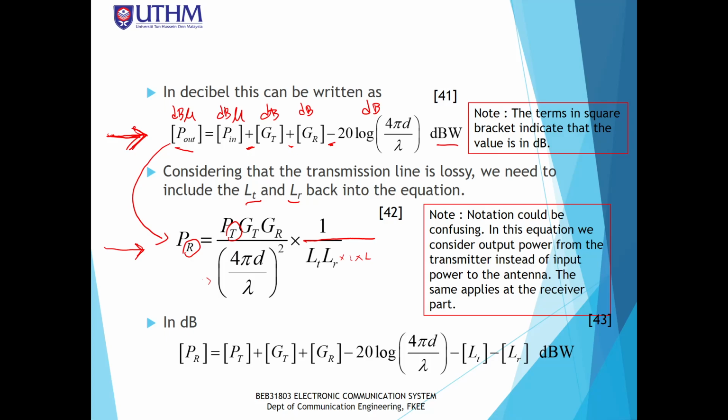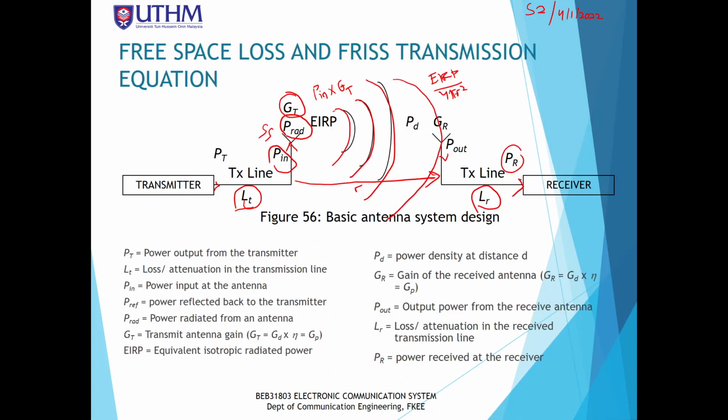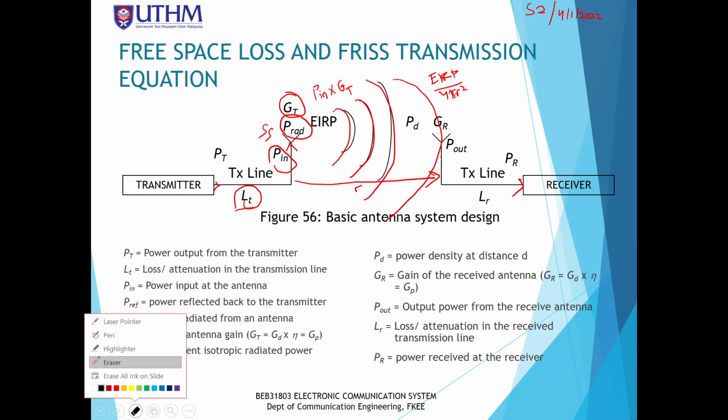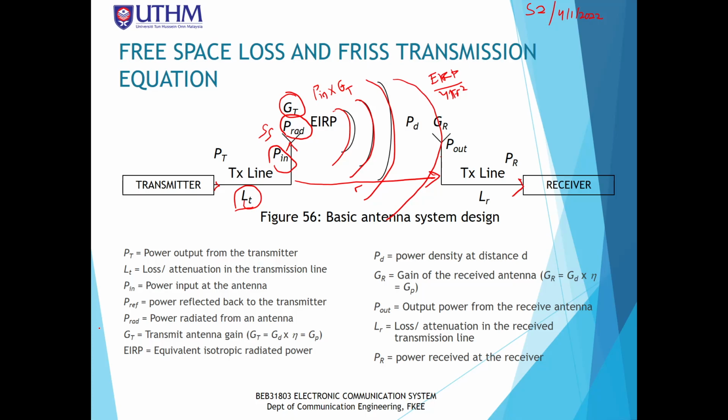Saya ulang. P out juga merupakan PR, receive power, sekiranya tidak ada losses yang lain kecuali FSL. Okay, so if I go back to the picture, kalau saya kembali kepada gambar ni, supaya kamu tak confuse dengan PR dengan P out. Okay, katalah, class, let's say there's no LT, there's no LR, and no other losses other than the FSL. Katalah, tidak ada losses lain selain daripada FSL.